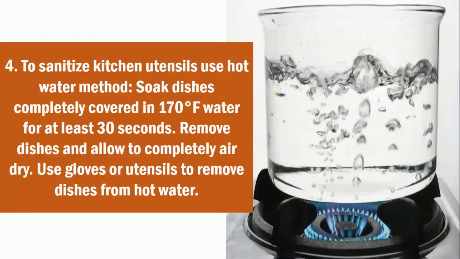Number 4. To sanitize kitchen utensils, use the hot water method. Soak dishes completely covered in 170 degrees Fahrenheit water for at least 30 seconds. Remove dishes and allow to completely air dry. Use gloves or utensils to remove dishes from hot water.